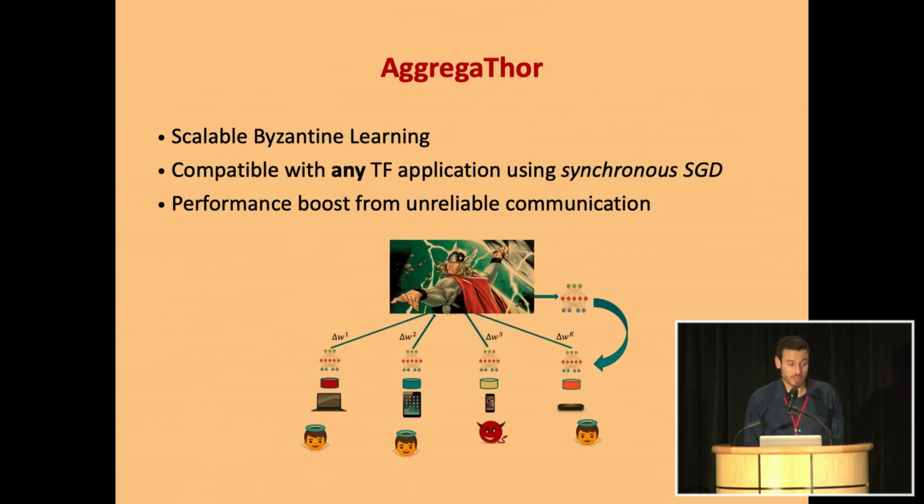So given these challenges, I would like to present you our proposal here: AggregaThor. AggregaThor is a new system that enables scalable Byzantine learning. It's compatible with any application built on top of TensorFlow that uses synchronous stochastic gradient descent. And it employs a component in the networking layer that enables a convergence boost in terms of time, which I will talk a bit more about in the next part.